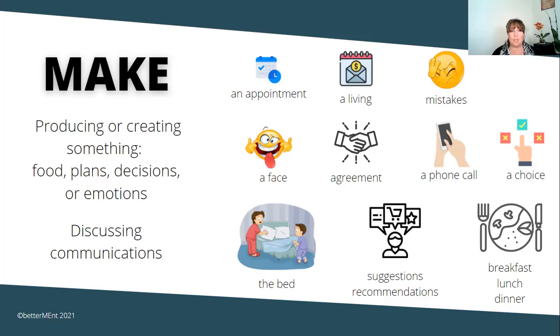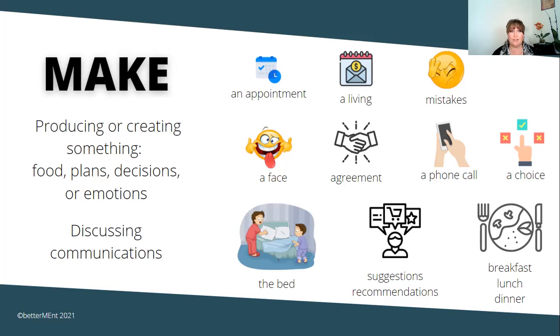For example, create an appointment. We create an appointment. We're creating an opportunity to speak with someone. So this is having to do with communications. Usually we have an appointment with maybe a doctor or a coworker or a boss because we need to discuss something. We need to have communication.